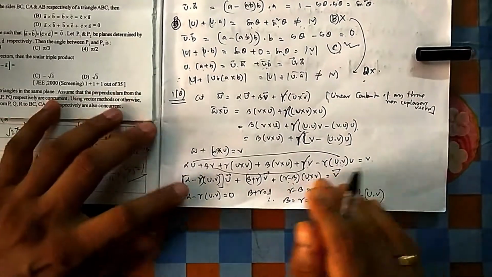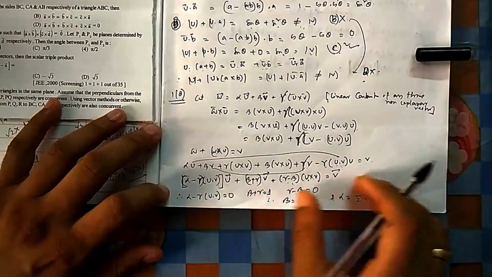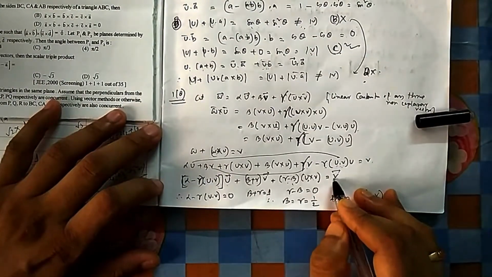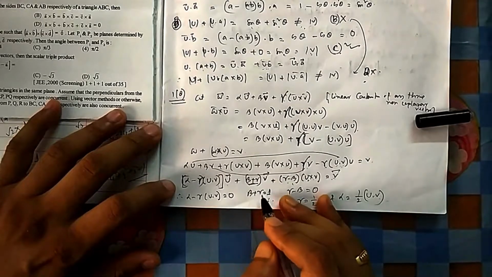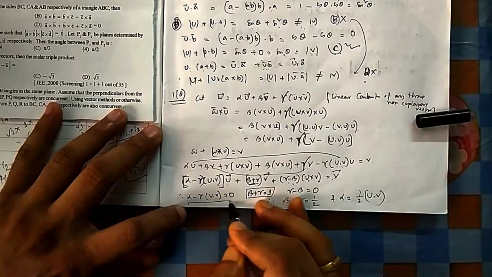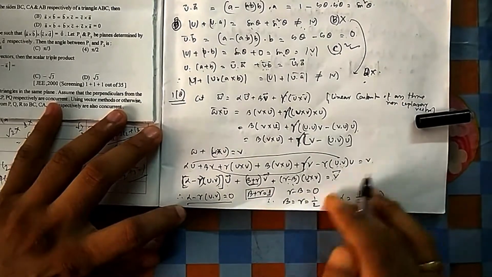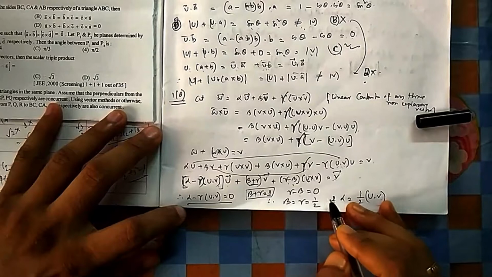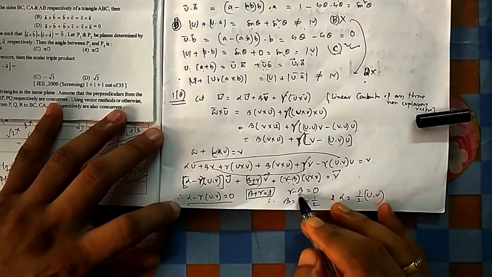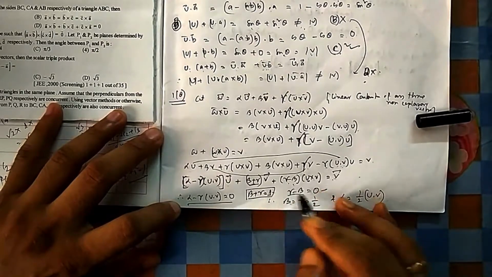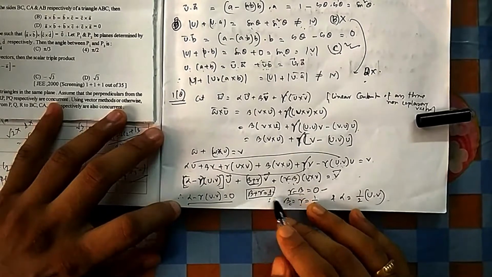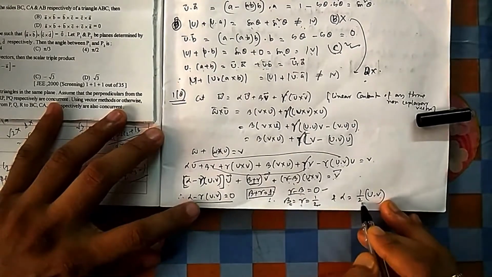Now you know for vectors, if both sides are equal, the corresponding coefficients should be equal. What is the coefficient of v vector? It is 1. So beta plus gamma should be equal to 1. What is the coefficient of u on this side? 0, so that should be equal to 0. What is the coefficient of u cross v on this side? 0, so this should be equal to 0. So from here beta plus gamma equals 1, beta equals gamma, and if you solve these two equations, 2 beta equals 1, so beta and gamma are half, and alpha equals this one.